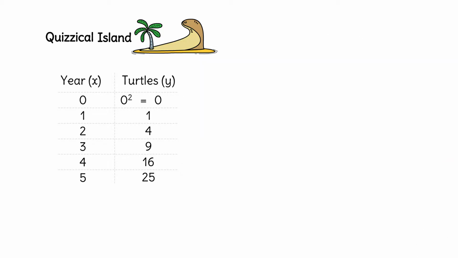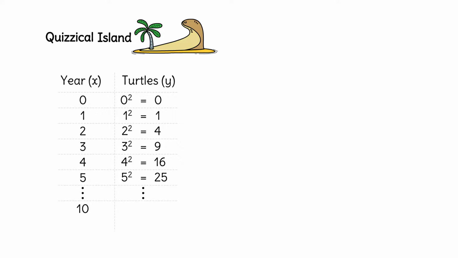0 squared is 0. 1 squared is 1. 2 squared is 4, and so on. So how many turtles would we have after 10 years? 10 squared is 100 turtles. That's a lot. Now, let's write an expression for the number of turtles after x years.